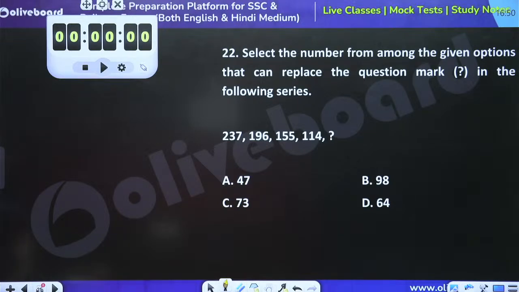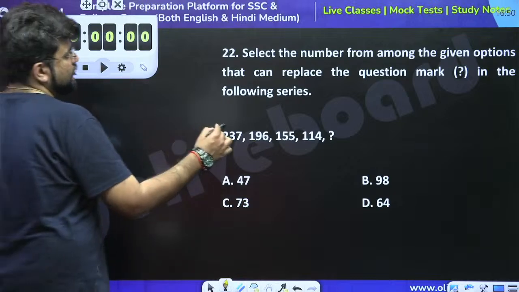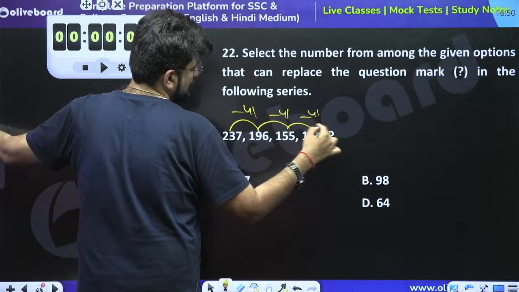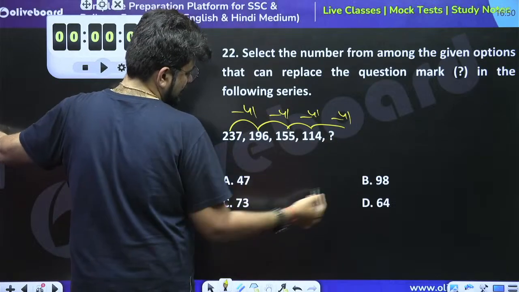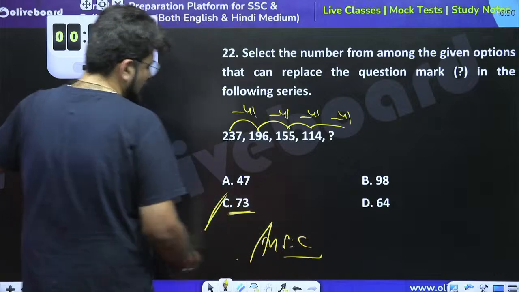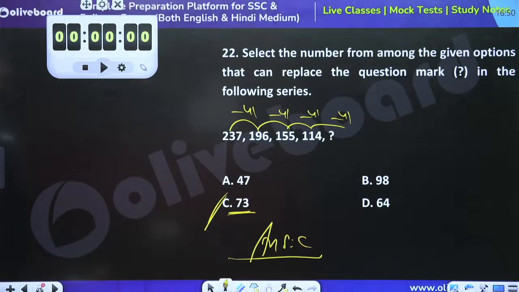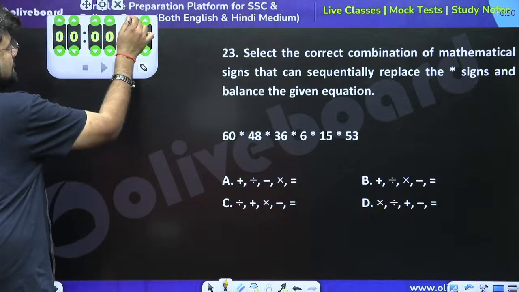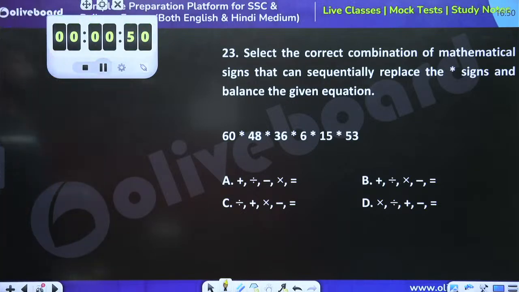What is happening here? Simply subtracting 41. Nothing else is happening. 4 minus 1 is 3. Only here you have 3 at the unit digit. I told you in the beginning only. It's a very easy question. I know it will take time for you to calculate, so giving you 50 seconds. Not worth it, but still.